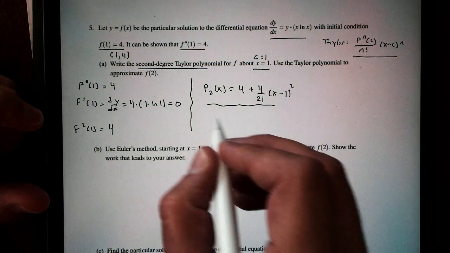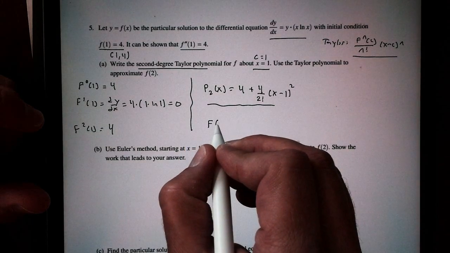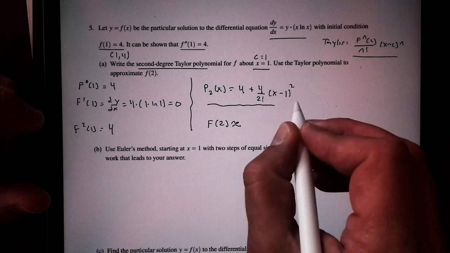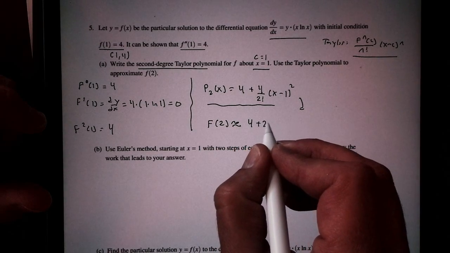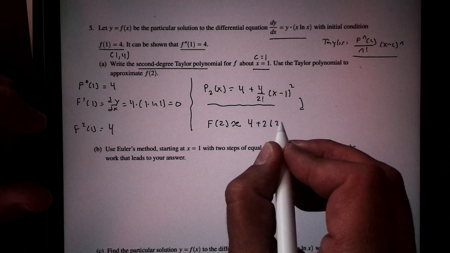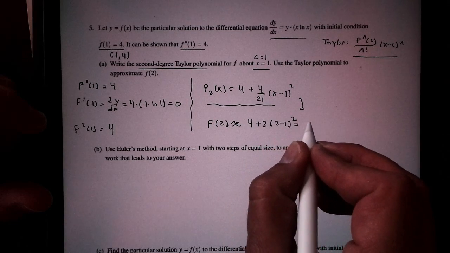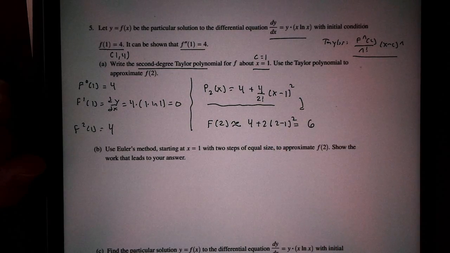Next, it asks me to approximate f of 2. Well, f of 2 is approximately, and I'm just going to use this, 4 plus, this just becomes 2 times (2 minus 1) squared, and that just becomes 6. And that's not too bad to do right there.